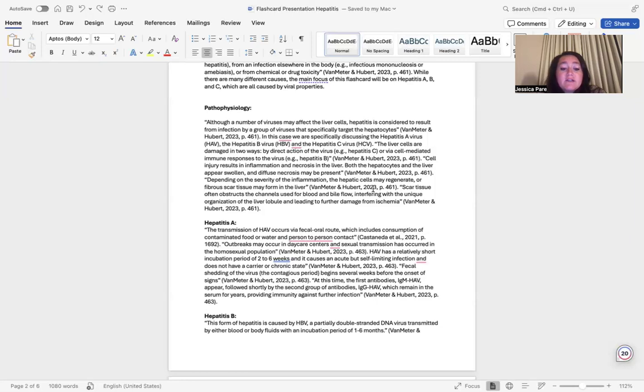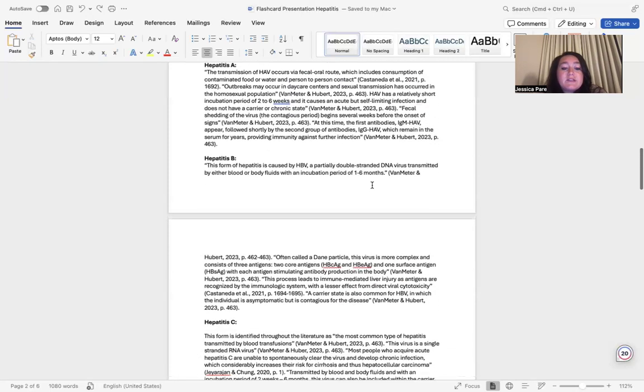Fecal shedding of the virus, or the contagious period, begins several weeks before the onset of signs. At this time, the first antibodies, IgM-HAV, appear, followed shortly by the second group of antibodies, IgG-HAV, which remain in the serum for years, providing immunity against further infection.